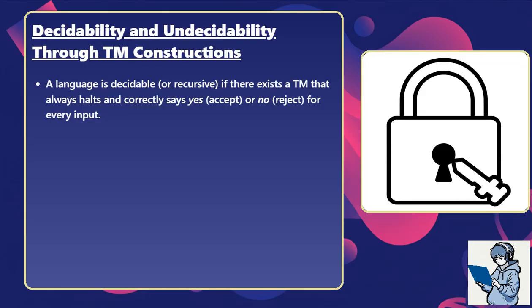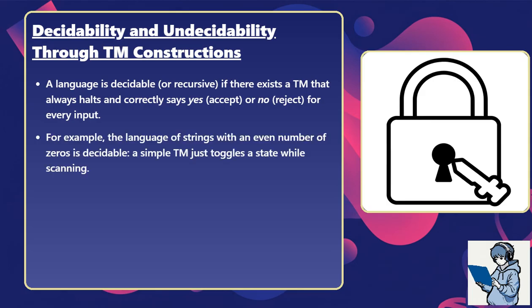A language is decidable, or recursive, if there exists a TM that always halts and correctly says yes, accept, or no, reject, for every input. For example, the language of strings with an even number of zeros is decidable. A simple TM just toggles a state while scanning. An undecidable language has no such TM.